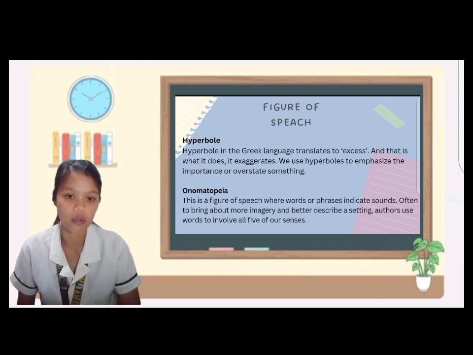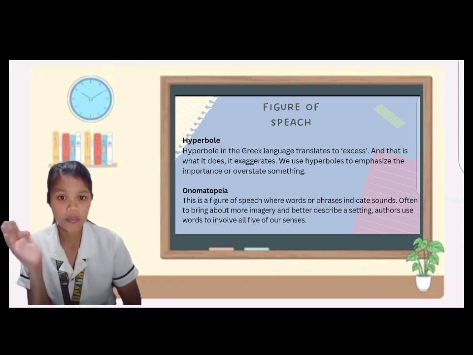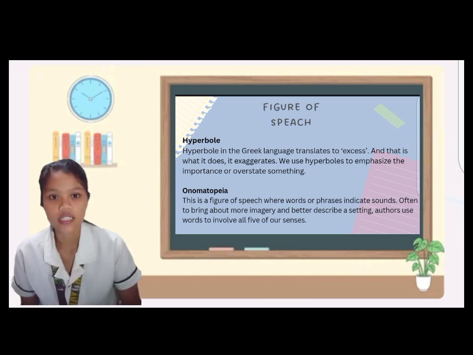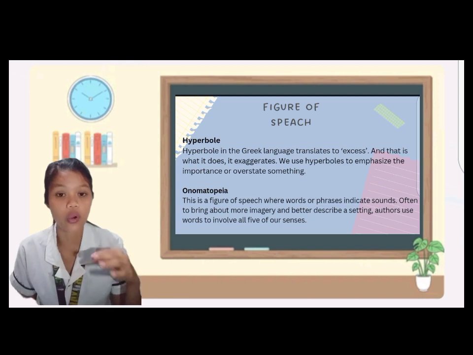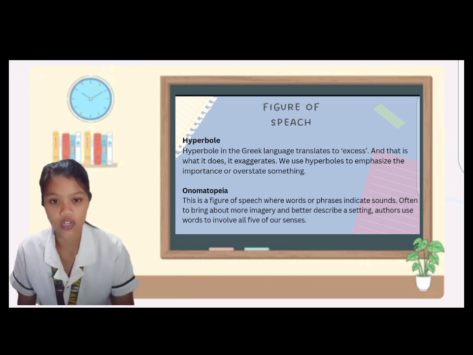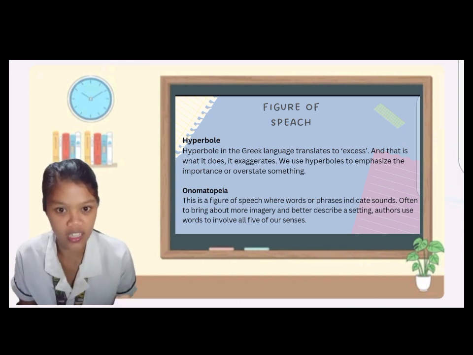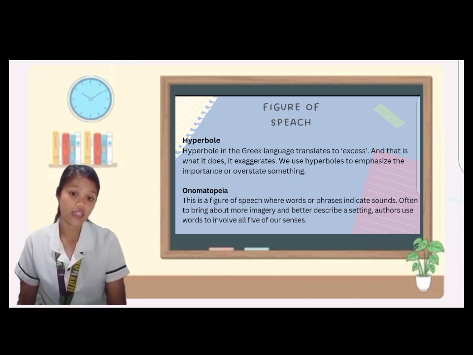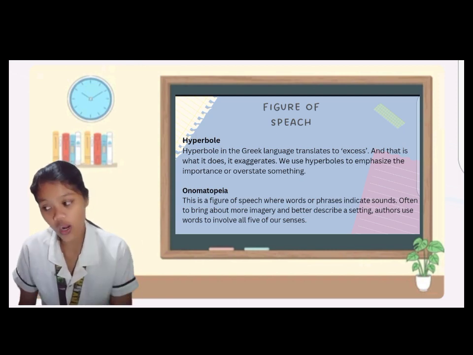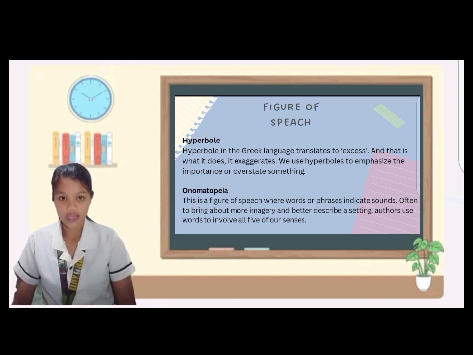Okay, for example, Mr. Belika is taller than the tower. Taller than the tower. That is an example of hyperbole. You are describing or explaining something over, what we call in millennial language OA, overacting, like that. Okay, so that is hyperbole. You are acting over. You are overstating something. Okay? So next is onomatopoeia.